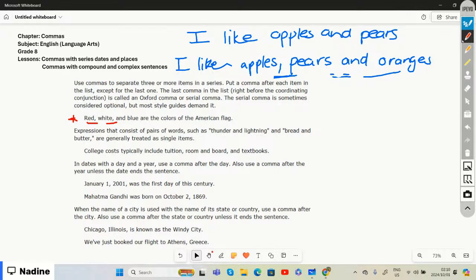All right. And as you can see, we just added a comma, and that is the comma that we use to separate three or more items within a series.